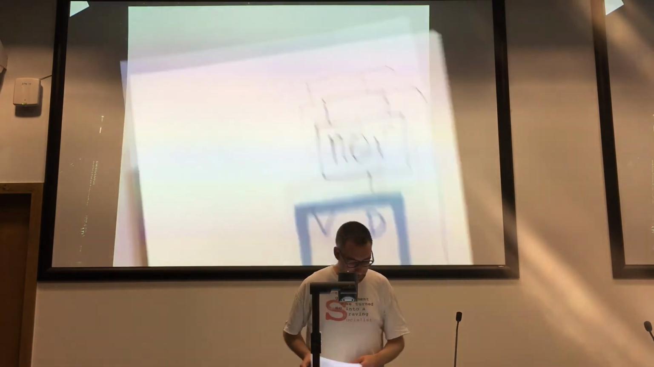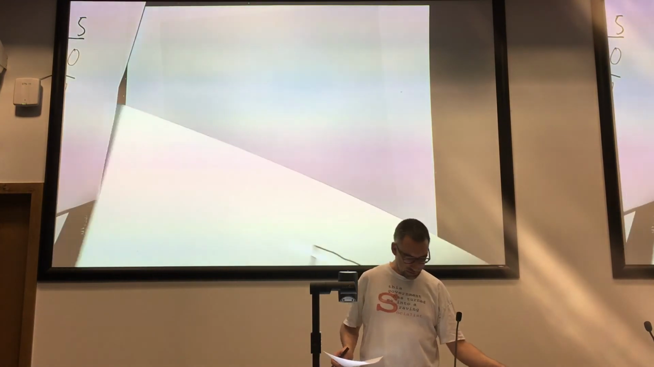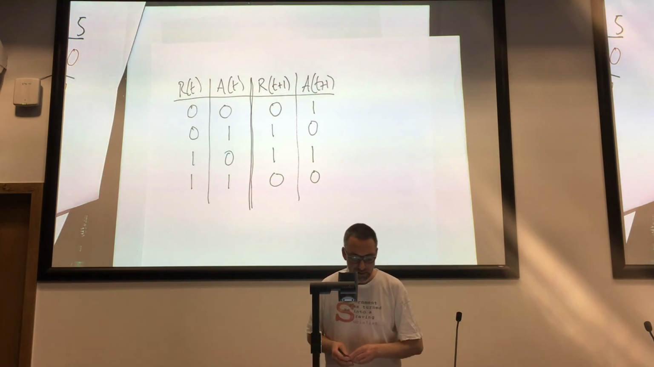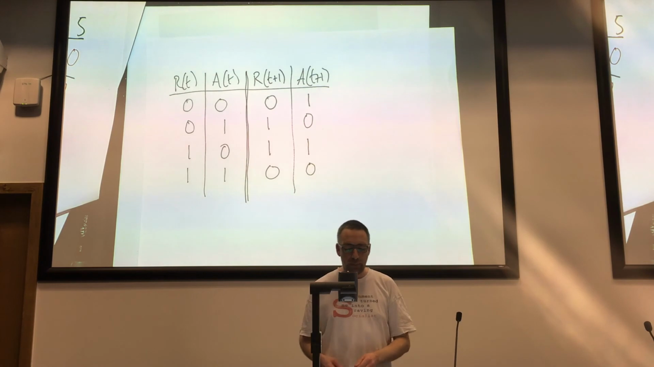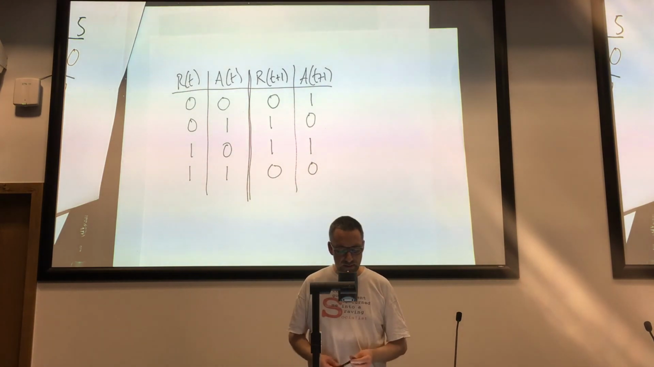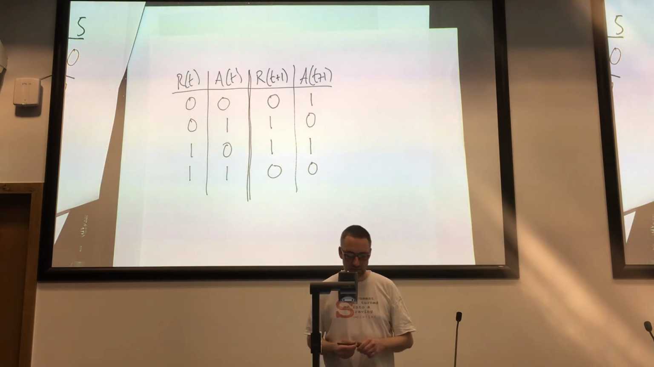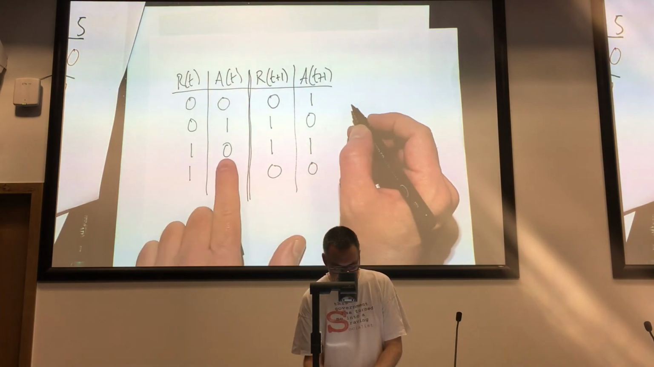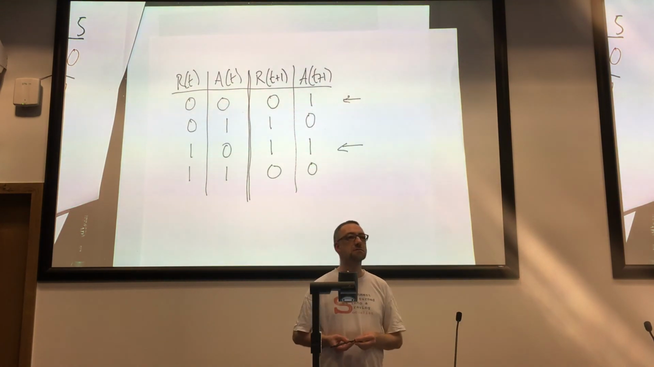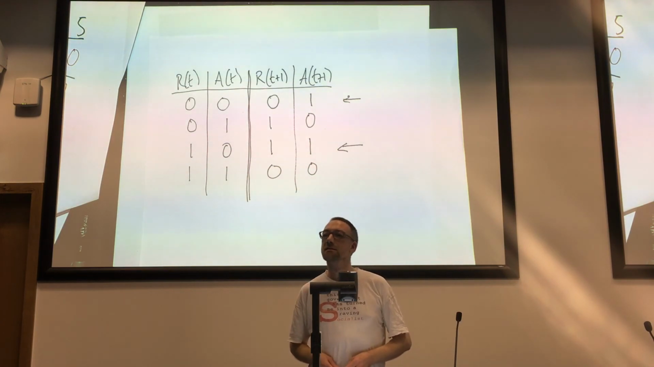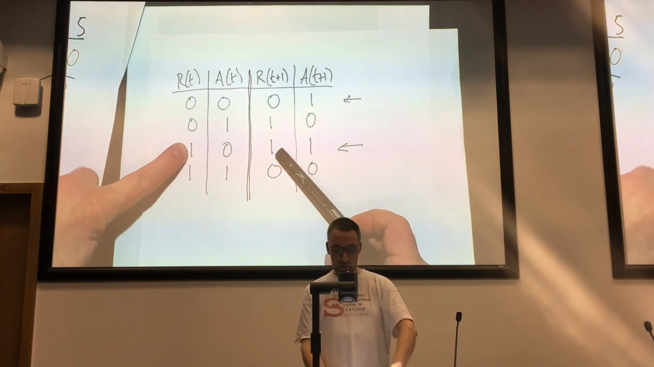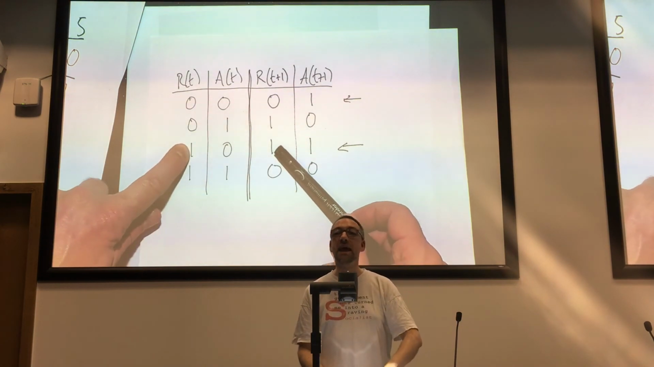Okay, so now we need to look at a piece of paper which I have cunningly hidden from myself. What happens to R? Well, what happens to R when A is 0? Same as amber. Well, careful. So look at these two lines. How does R change when A is 0? Here it's 0 and becomes 0. Here it's 1 and becomes 1. When A is 0, R stays the same.